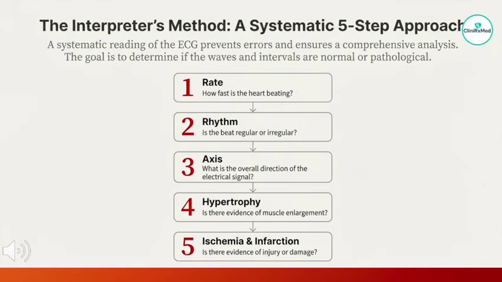Step 2. Rhythm. Next, we look at the spacing. Is the beat regular like a metronome, or is it irregularly irregular? This is where we identify conditions like atrial fibrillation or heart blocks.